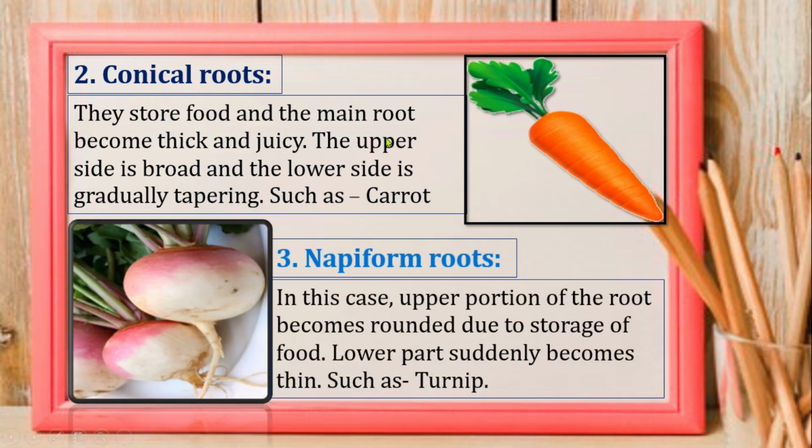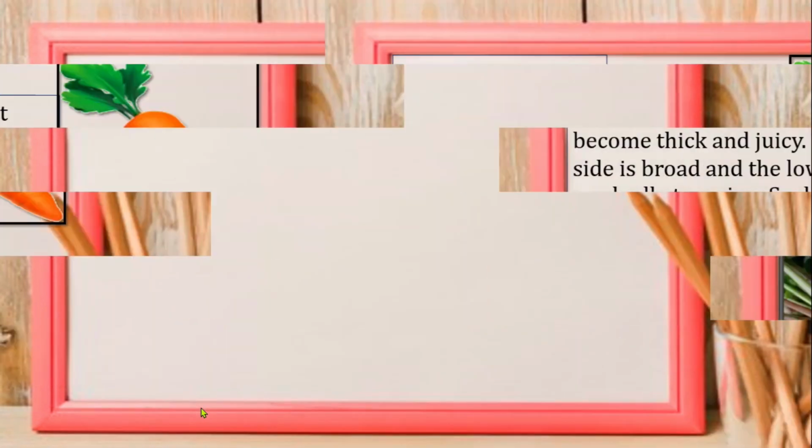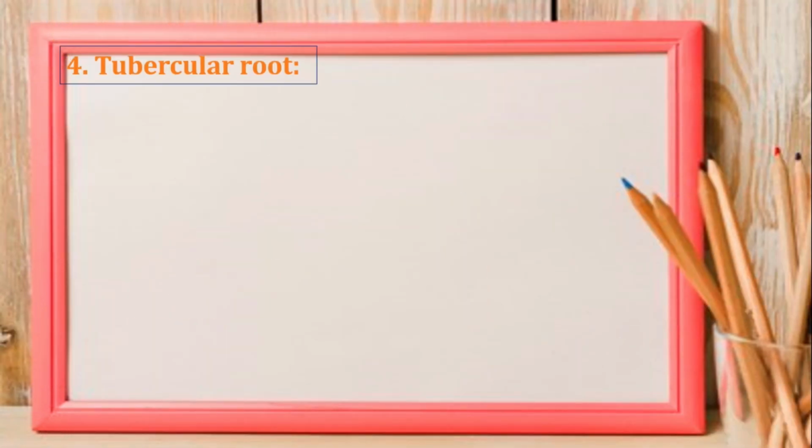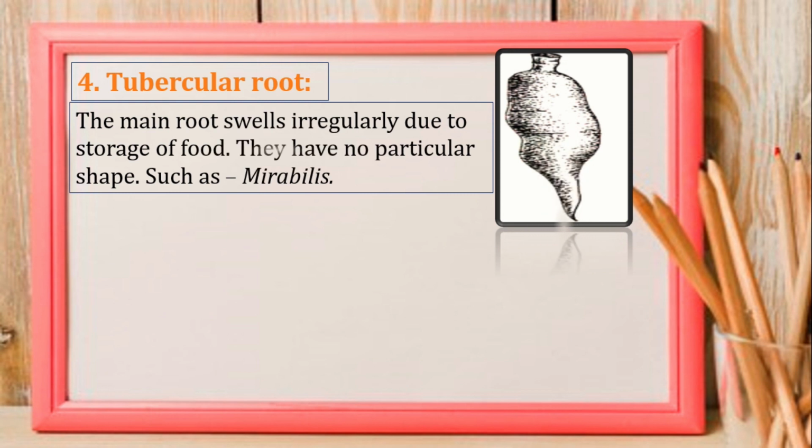Napiform roots. In this case, the upper portion of the root becomes rounded due to storage of food, but the lower part suddenly becomes thin, such as turnip. Tubercular roots. The main root swells irregularly due to storage of food. They have no particular shape, such as mirabilis. Mirabilis is the scientific name of Sondha Malati flower.